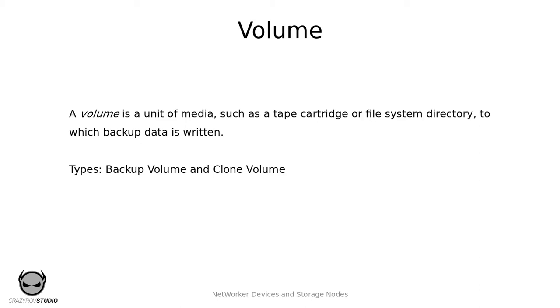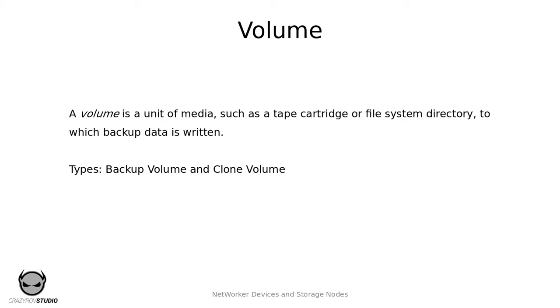Depending on the pool to which a particular volume is labeled, it can be categorized as a backup volume as well as a clone volume. We have already seen what types of pools are available in NetWorker in our previous video. If you haven't checked that video, please go ahead and check it. I'll put up a link on the i card. So depending on which pool a volume belongs to, it can be called a backup volume, which is essentially a volume belonging to a backup pool, or a clone volume, which is a volume belonging to the clone pool.